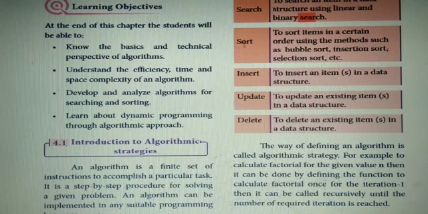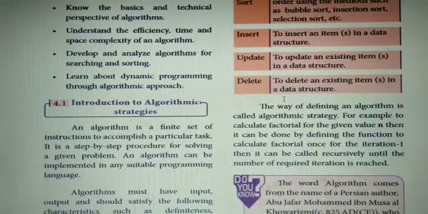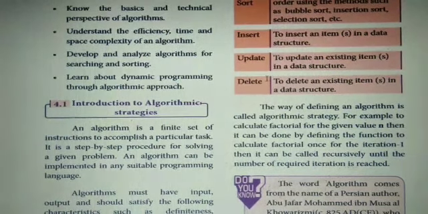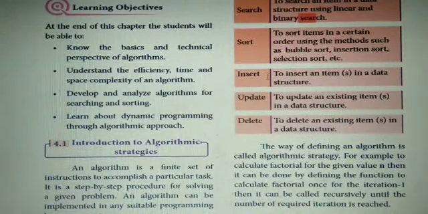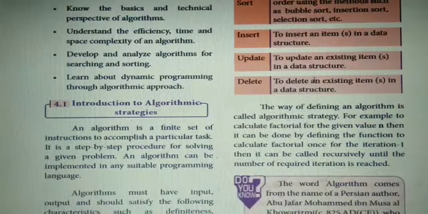Sorting is arranging the data in either ascending or descending order. Then insert: there is a group of data available, and in between we insert something. Update: either inside or at the end we are adding something. Delete: to delete an existing item in a data structure. So these are some ideas, some processes, while we are writing an algorithm. Searching, sorting, we should know the meanings, so the definitions are given here.